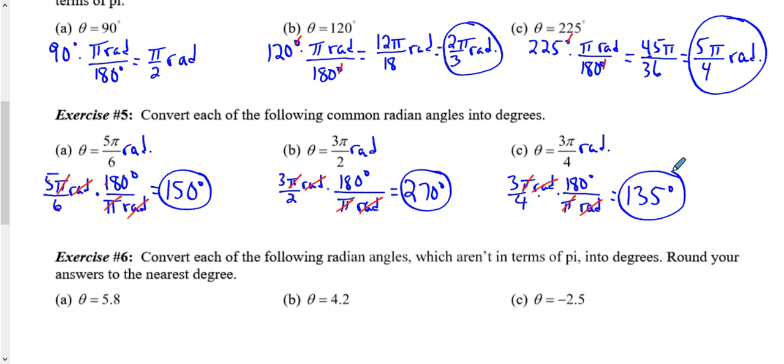So we want units to cancel and be left with the units that we want, right? So if we want to get degrees, we need radians to cancel. If we want to get radians, we need degrees to cancel.